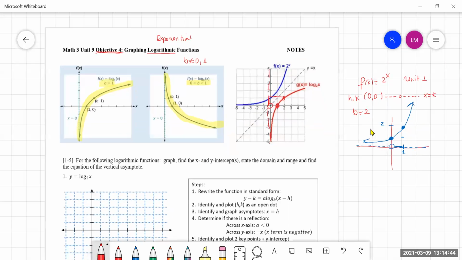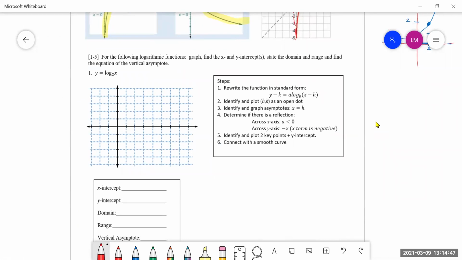The steps are right next to the example, and we'll just follow these steps one by one. For the following logarithm function, graph it, find the x and the y-intercept if possible, state the domain and the range, and find the equation of the vertical asymptote. Let's follow our steps. First, rewrite the function in standard form. We want to make sure that we see the k, the h, and that stretch a. All these values I'm going to highlight. I want to make sure we see the k, the h, the a, and the base.